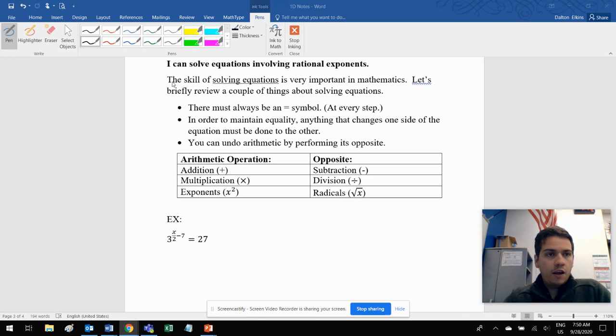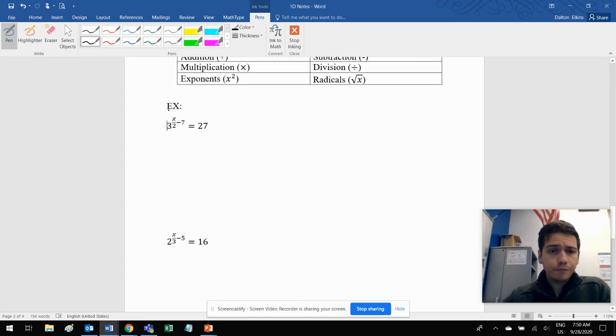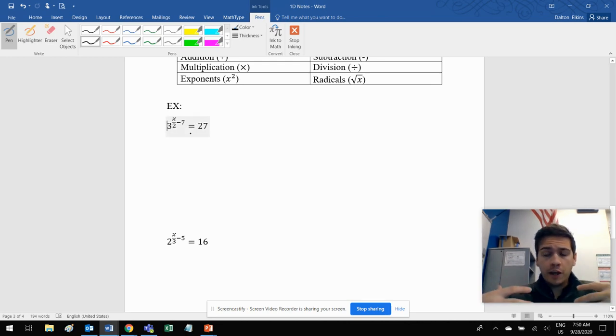So let's look at an example that will be a little more advanced than what we did the other day. Here we have 3 to the x over 2 minus 7 power. It's a bit of a mouthful. And it equals 27. The other day we looked at, are the bases the same? No, these bases are not the same. The 27 is very different than the 3.